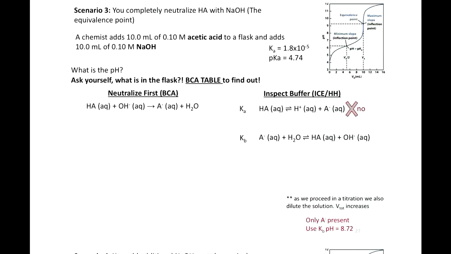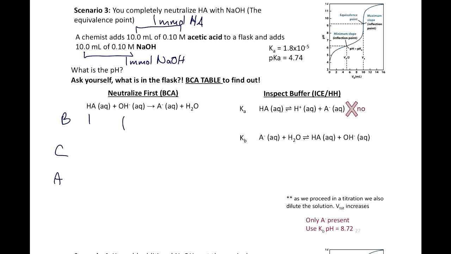What is this? We add 10 milliliters of base to 10 milliliters of acid. Do you think this is a buffer? It's probably not. So let's check to see what is in my beaker by using the BCA table. All right. So we still started with 1 millimole of acid, HA, but now we also have 1 millimole of base, sodium hydroxide. So I'm going to put those numbers in and check what is in my beaker afterwards.